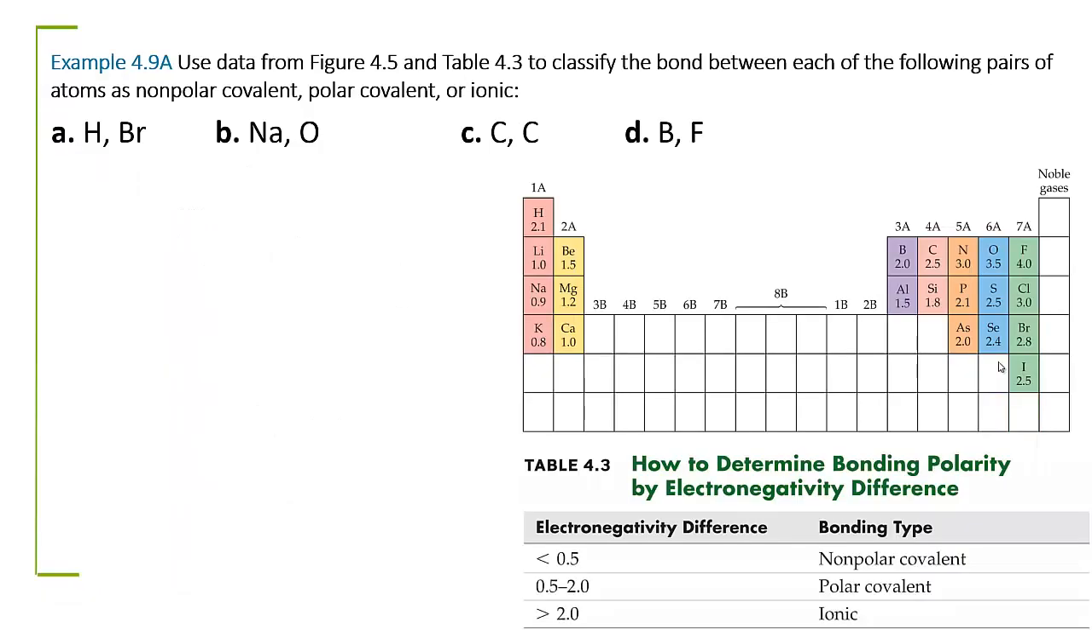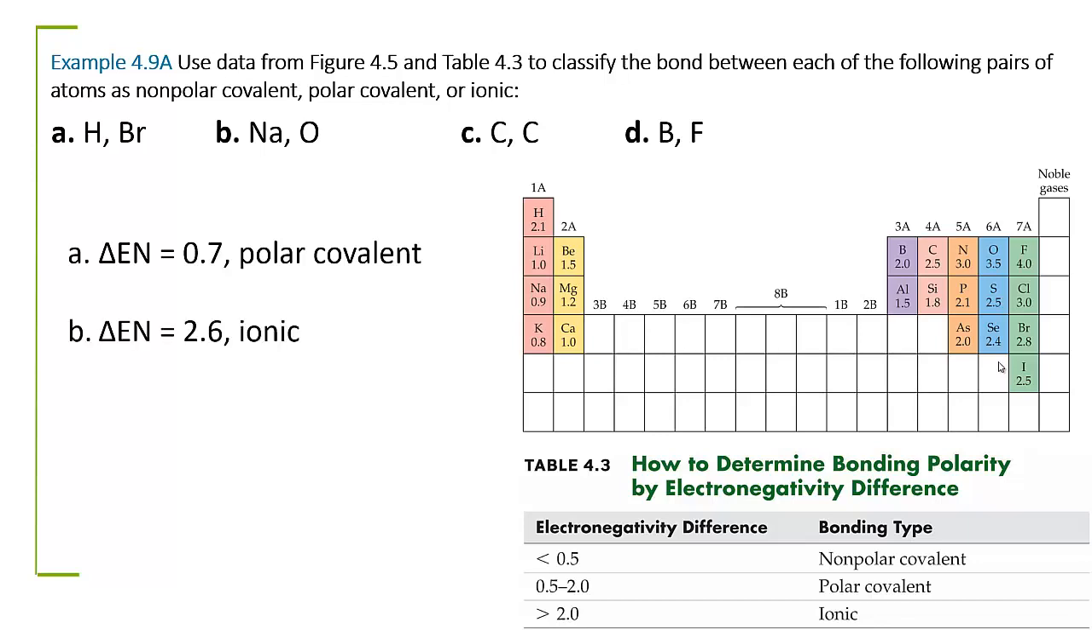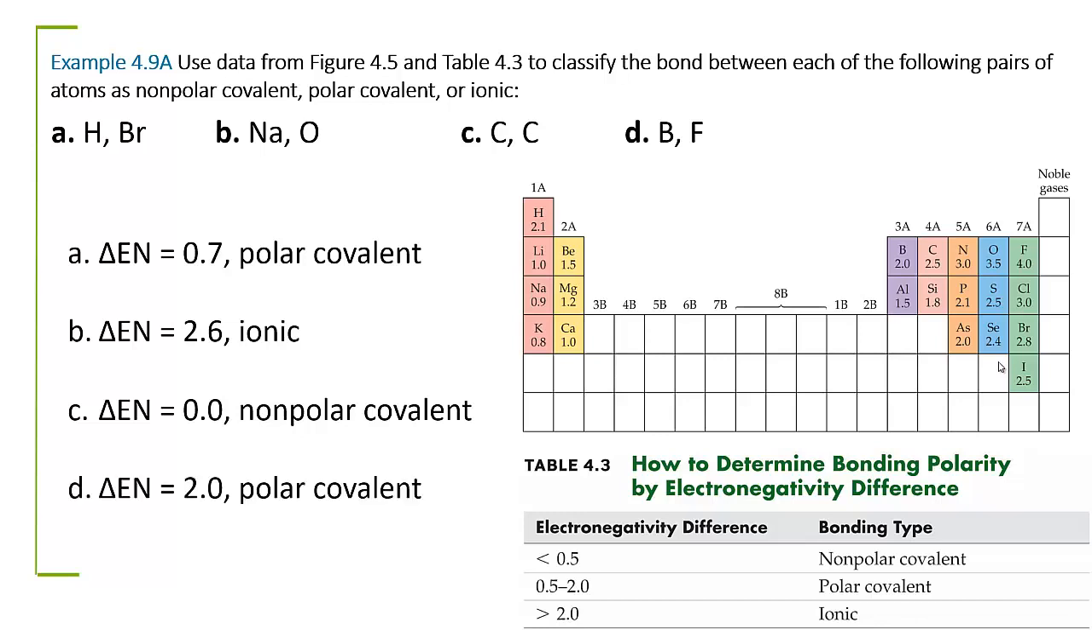Alright, so now I want you to do it again. I want you to classify each of these bonds as either nonpolar covalent, polar covalent, or ionic. Go ahead and stop the video. Write down what you think it is, and then restart it. You should have gotten for A, an electronegativity difference of 0.7, making it polar covalent. B, 2.6, making it ionic. C, 0.0, therefore a nonpolar covalent bond. And then D, 2.0, making it a polar covalent bond.